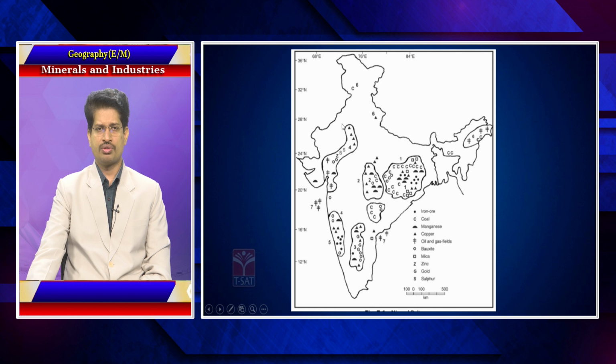This constitutes the peninsular plateau, because to its north we have the Indo-Gangetic plain. So, to the northeast of the peninsula, he is talking about this northeastern region, in the region of Jharkhand, the western part of Bengal and the northern part of Odisha.